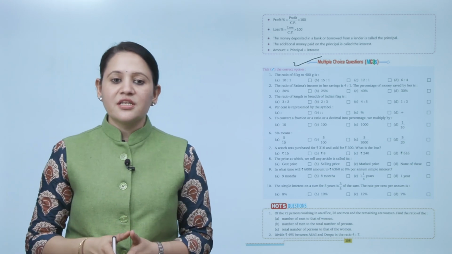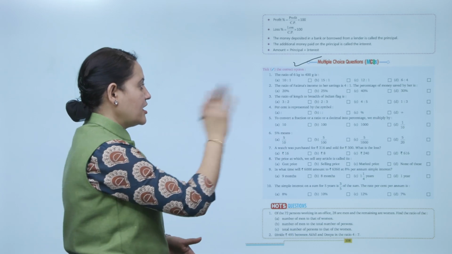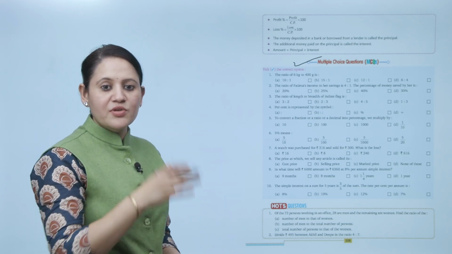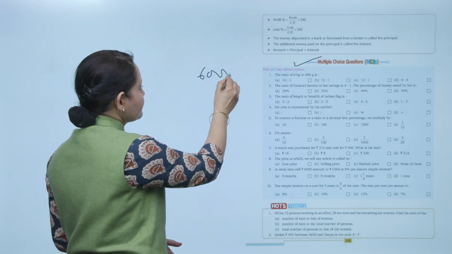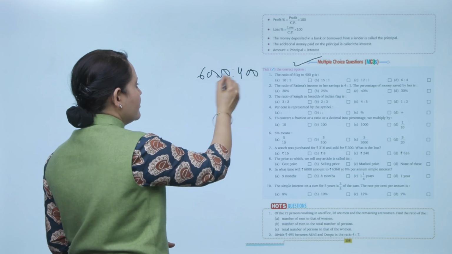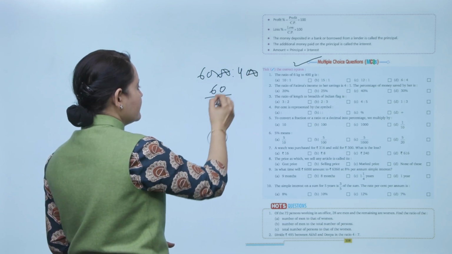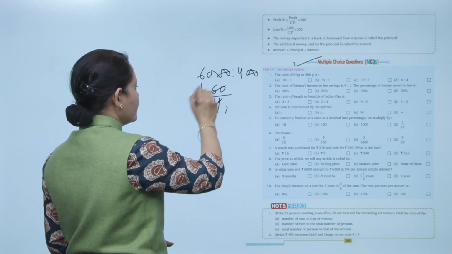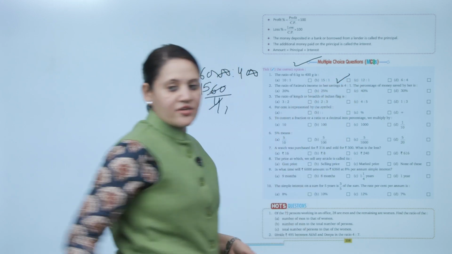Take the correct option. The ratio of 6 kg to 400 gram is, unit are not same, so first we will convert into same unit. 6 kg equals to 6000 gram. So 6000 ratio 400, means 60 upon 4, that is 15:1. So B is the correct option.